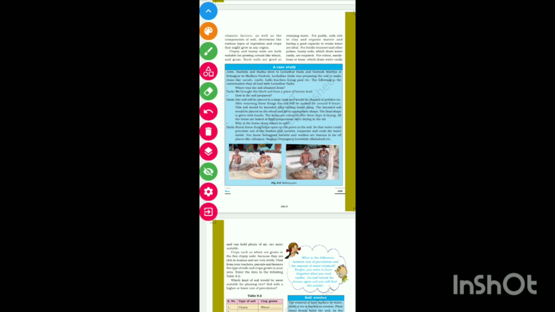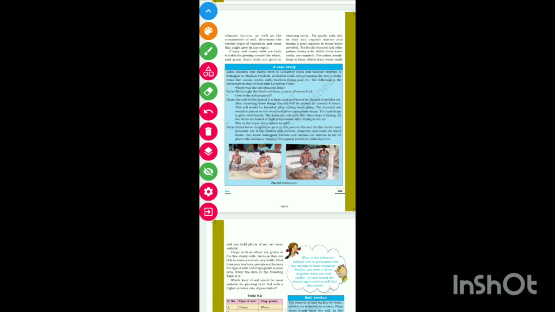So in this case study there are some children, John, Rashida and Radha, who went to Leeladhar Dada and Santosh Malviya of Sohagpur in MP. Leeladhar Dada was preparing the soil to make items like surahi, matki, kalla or earthen frying pan, etc. The following is the conversation they had with Leeladhar Dada, and you can read it by yourself also.